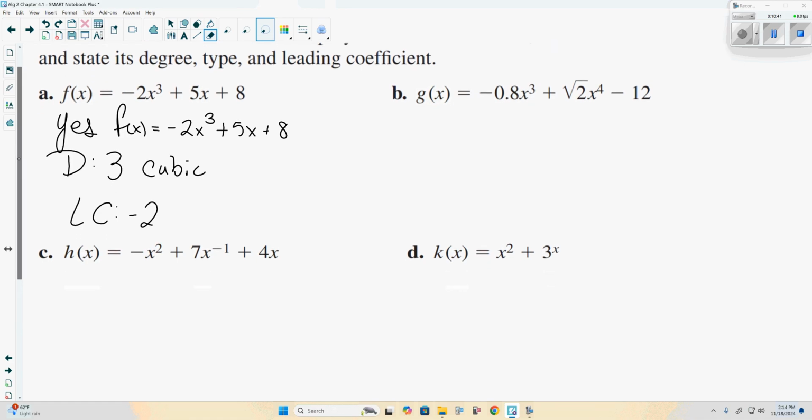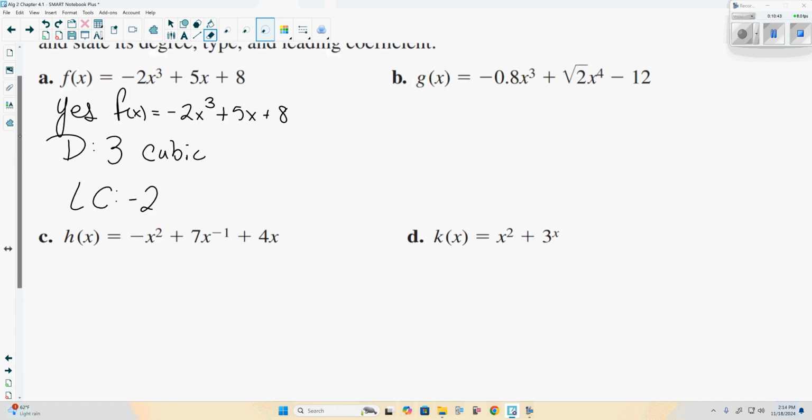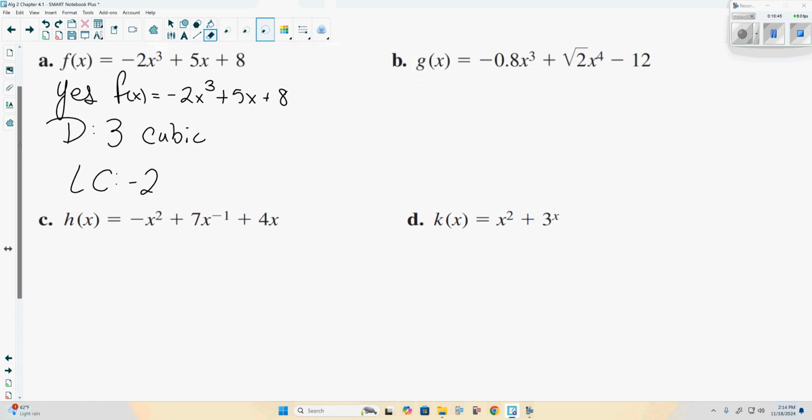We're going to jump down to C. We'll come back to B in a second, but C, is this a polynomial function? Why is it not? We have this x to the negative 1, so it's not a polynomial.